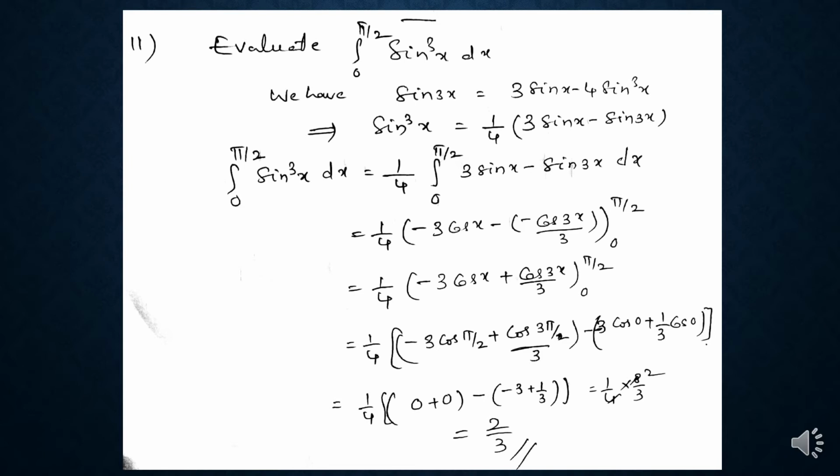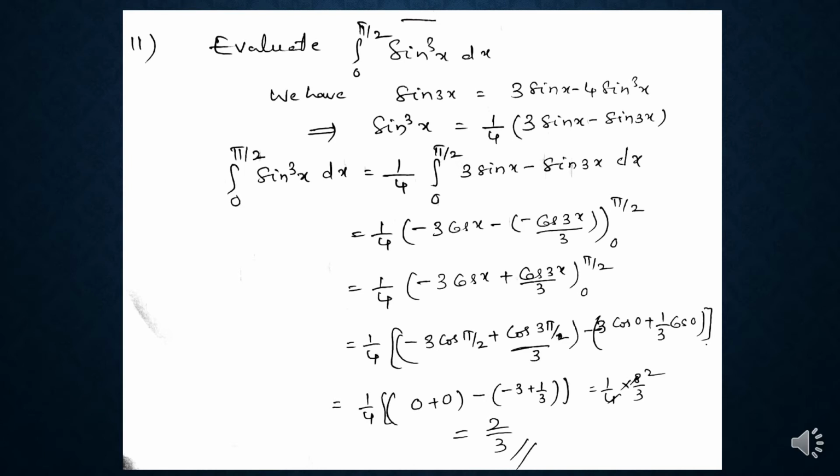Now the integrand is sin cube x. There is no direct formula for integral sin cube x. So sin cube x, in terms of which formula? Sin 3x formula. So we have sin 3x is equal to 3 sin x minus 4 sin cube x. So sin 3a is equal to 3 sin a minus 4 sin cube a. We studied this in the first semester.